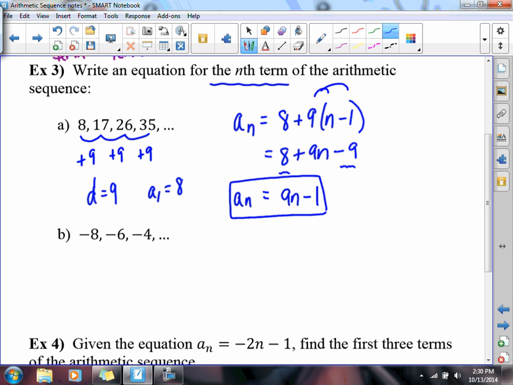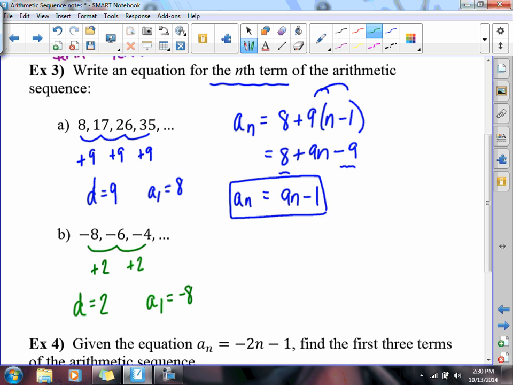Okay, so let's try it again for part B. Again, I'm going to look at my sequence from left to right, see if I can figure out the pattern. How am I going from -8 to -6? I'm adding 2 because I'm getting bigger. How am I going from -6 to -4? Again, I'm adding 2. So that's going to be my common difference. I'm adding 2 every time. And my first term is a -8.